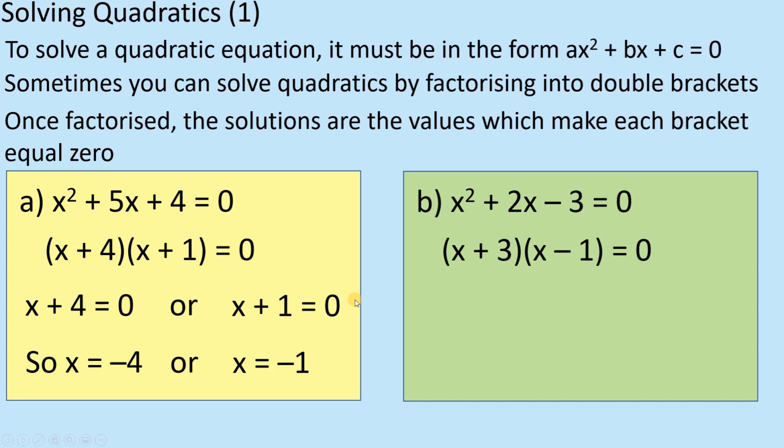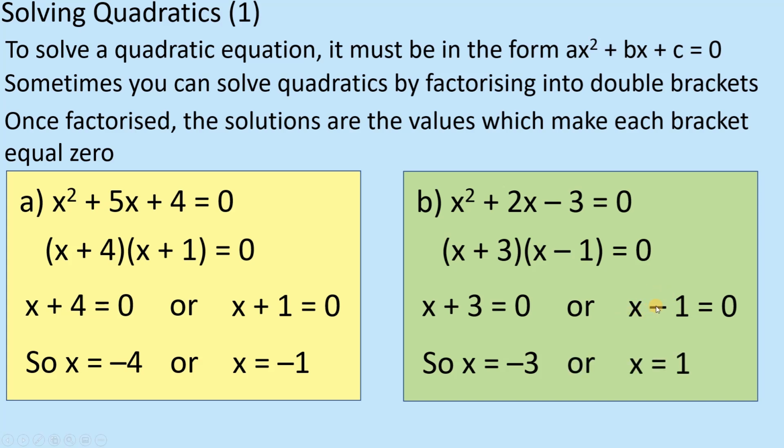And then like I did for this one, I'm going to put either x plus 3 equals 0 or x minus 1 is equal to 0. Well, if I look at the one on the left, it's going to be minus 3, because again, it's the opposite sign. And then over here, it's going to be plus 1, because it's the opposite sign, because 1 take away 1 is 0. All right. And that's solving a quadratic in its basic form.